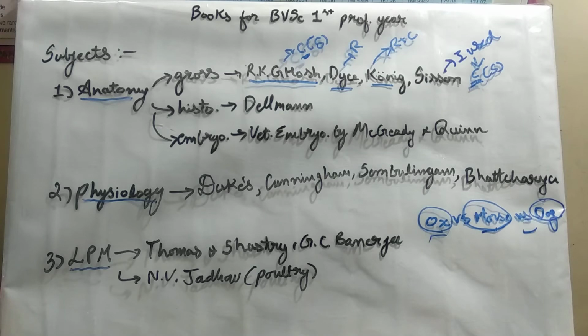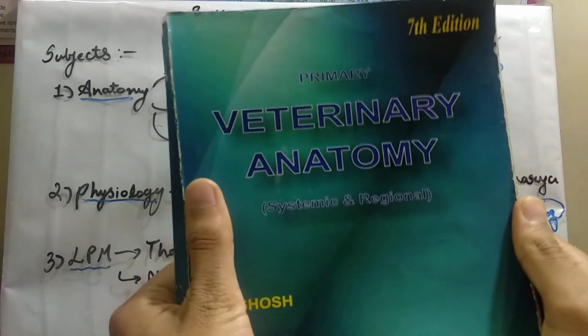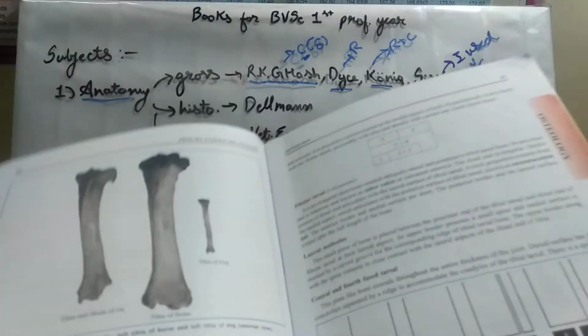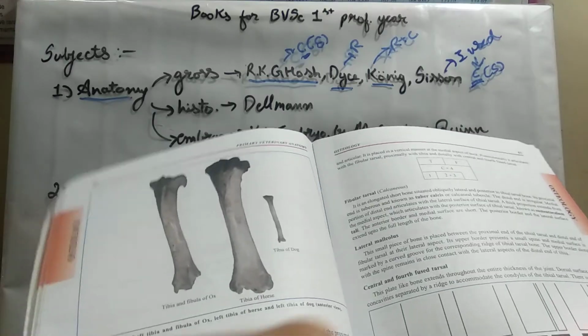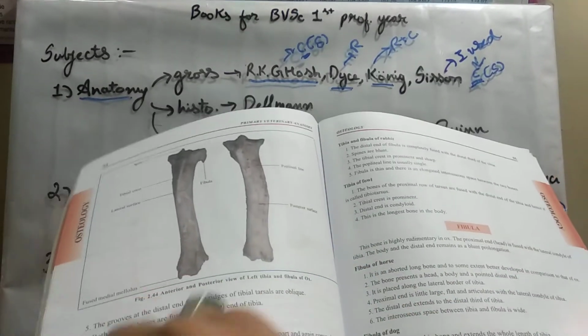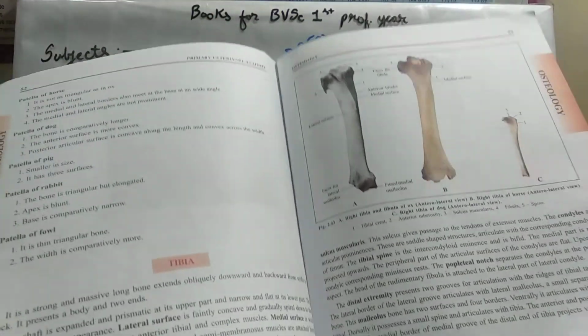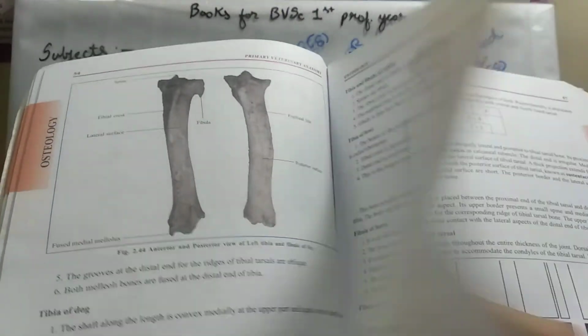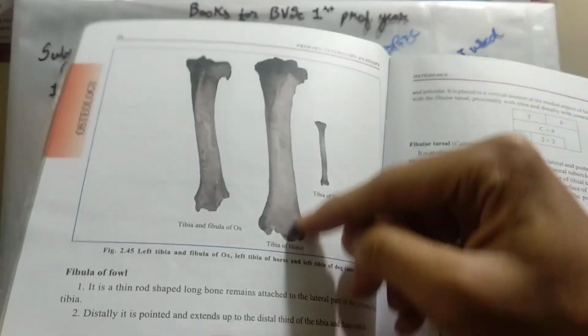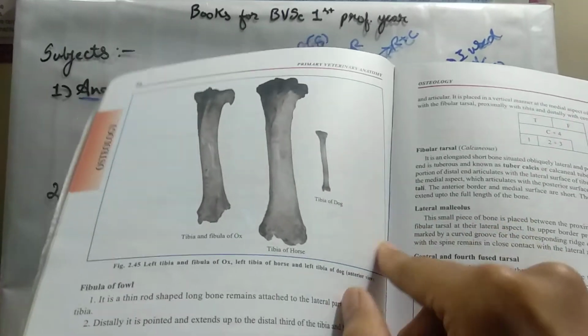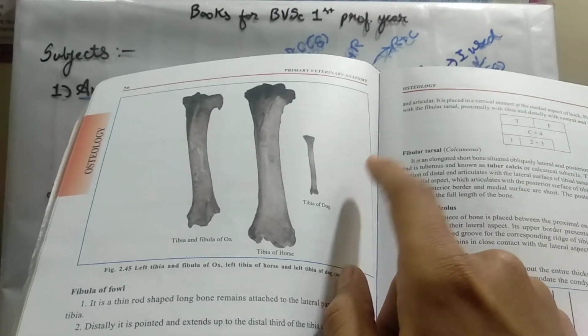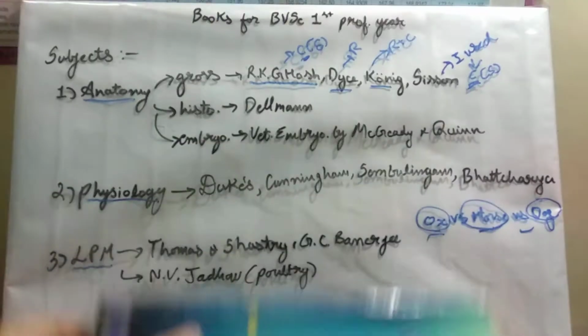Now one problem with R.K. Ghosh, which I mentioned earlier, is why I don't think R.K. Ghosh is the best book: this comparison. Here we have a picture of the tibia. In the tibia topic, you cannot find very good labeled pictures, especially of different species. Here they have given a photo of the tibia of a horse, but they have not labeled anything, and there is no picture of the tibia of pig, rabbit, and chicken. This is the problem with this book.